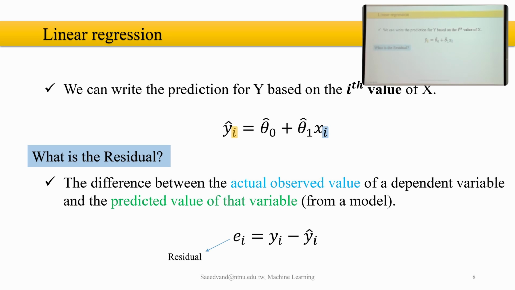Now, the first thing that we want to define is the residual. The difference between the actual observed value of the dependent variable and the predicted value of that variable is called the residual. So the difference between those. How can we write it? We can write the residual as e of i equal to yi minus y hat of i. So where is the yi coming from? Somebody answer?